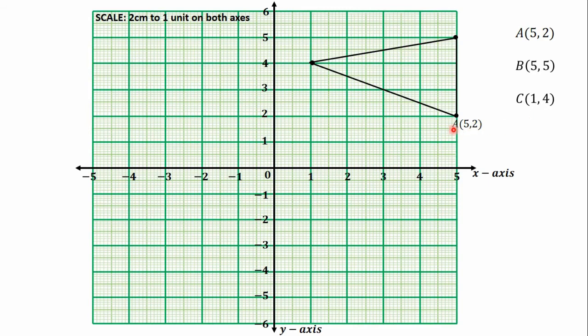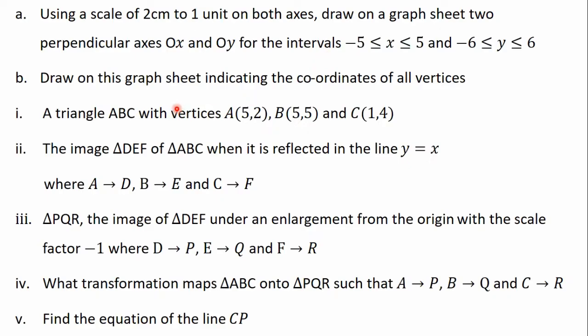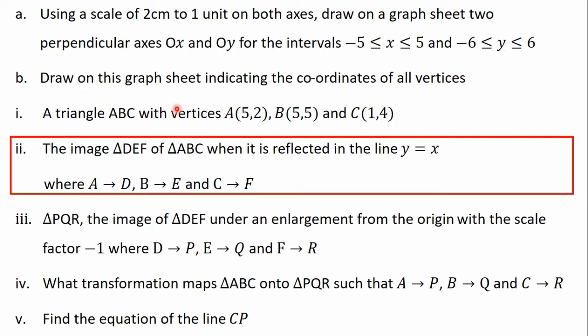This is point A with coordinates 5, 2. This is point B with coordinates 5, 5. And this is point C with coordinates 1, 4. We are done with the second part of the question. Let's move on to the third part.